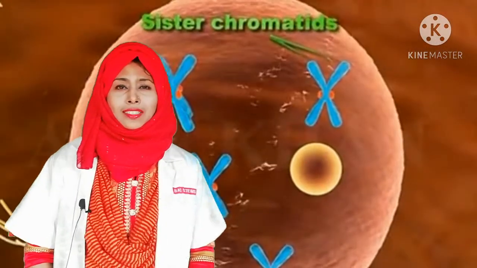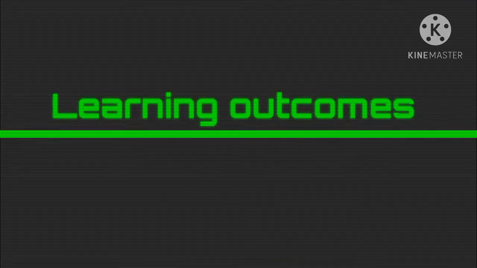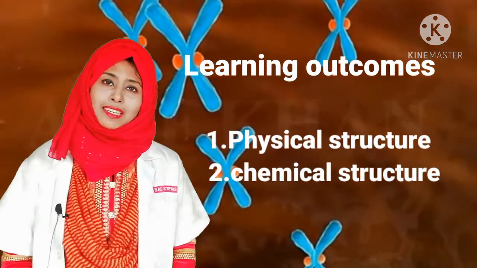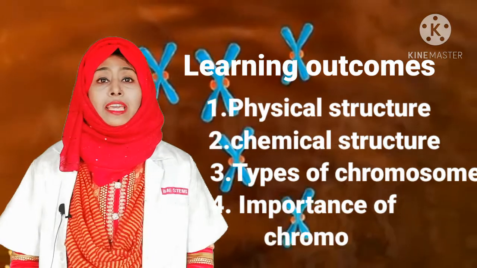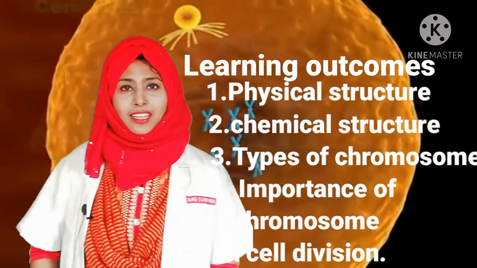Today we will discuss chromosomes from chapter 1. Today we will learn the physical structure of chromosome, the chemical structure of chromosome, the importance of chromosome in cell division, and classification of chromosome.